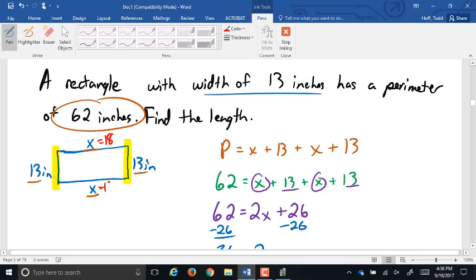Is that what we're asked for here? Yeah, find the length. X represents the length. So 18 inches is the length of that rectangle.